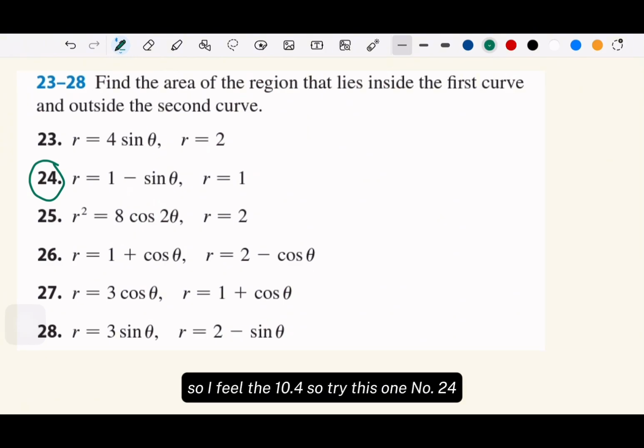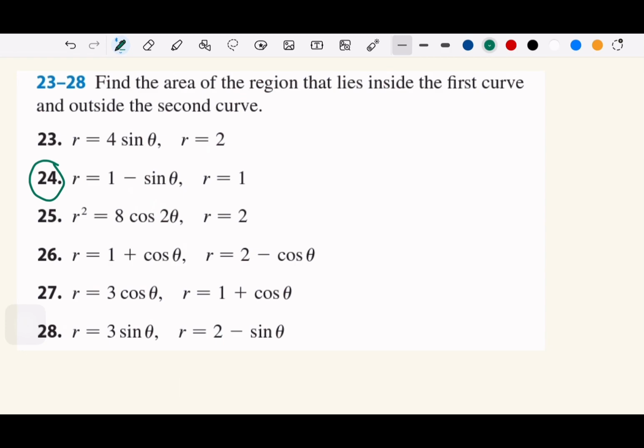So try this one, number 24. First, try to sketch first.